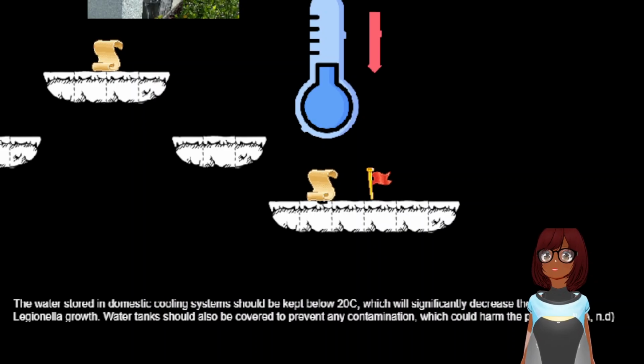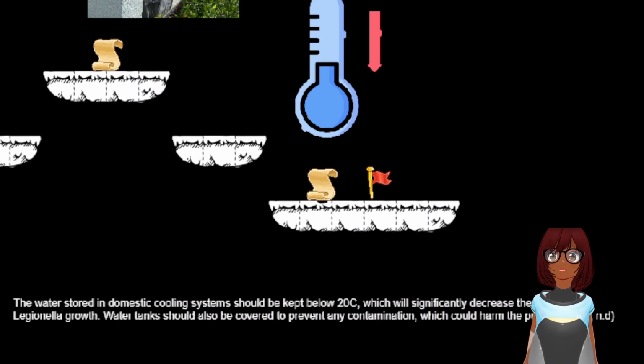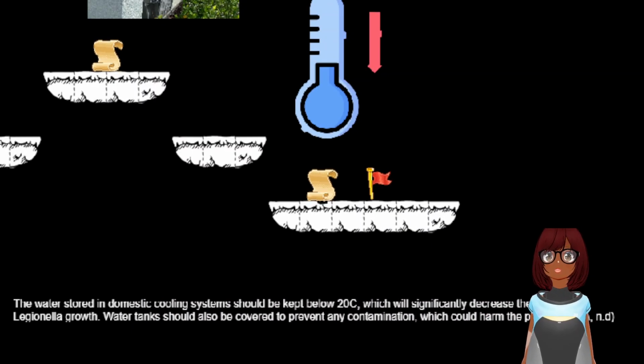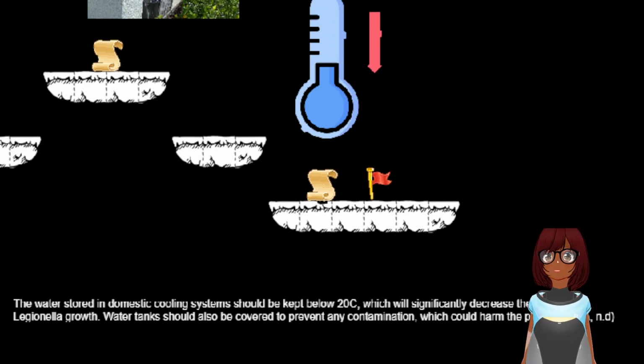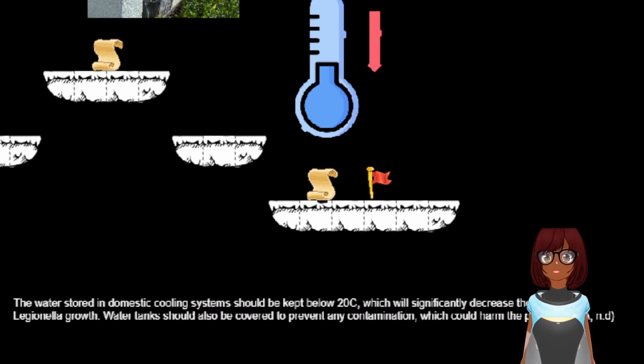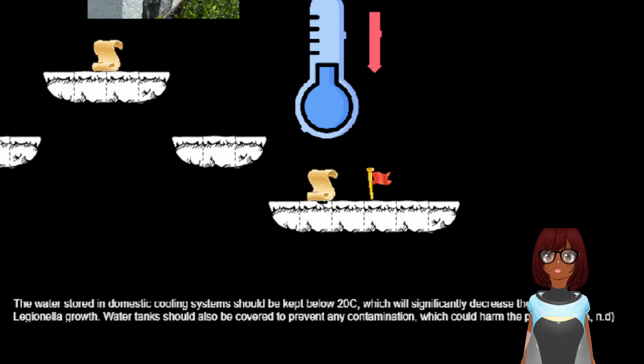The water stored in domestic cooling systems should be kept below 20 degrees Celsius, which will significantly decrease the likelihood of Legionella growth. Water tanks should also be covered to prevent any contamination which could harm the public.